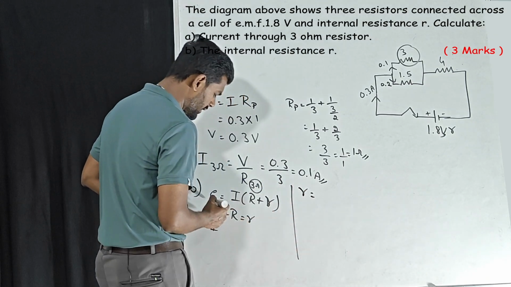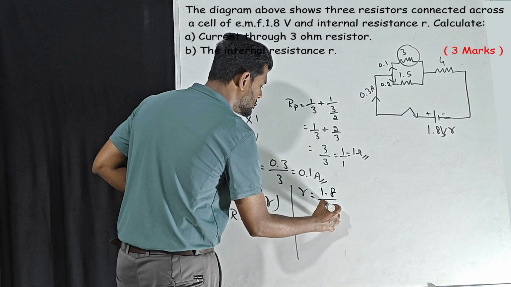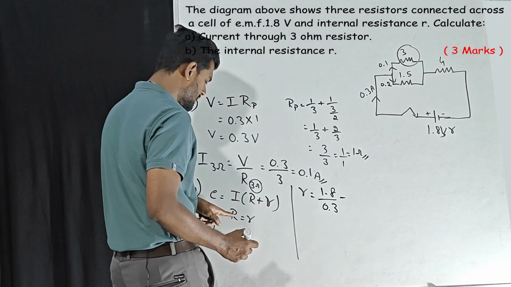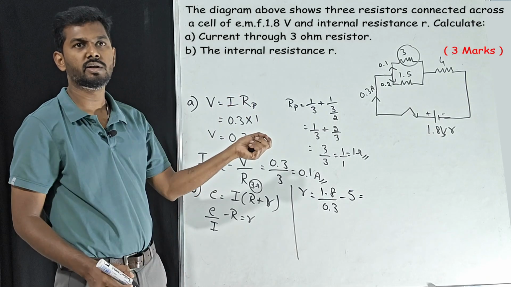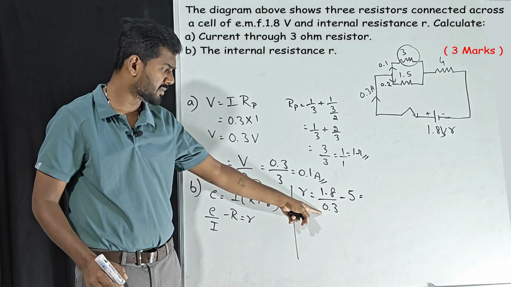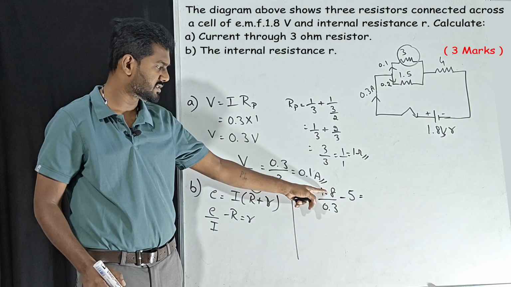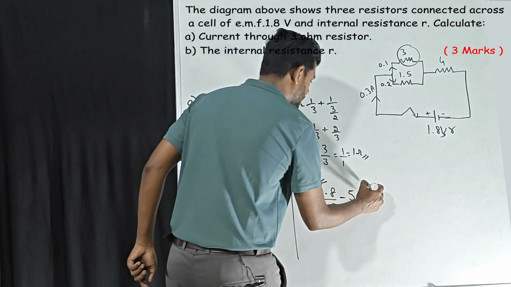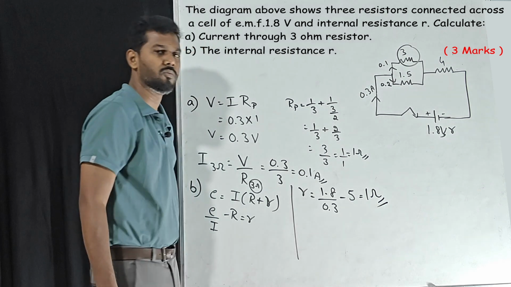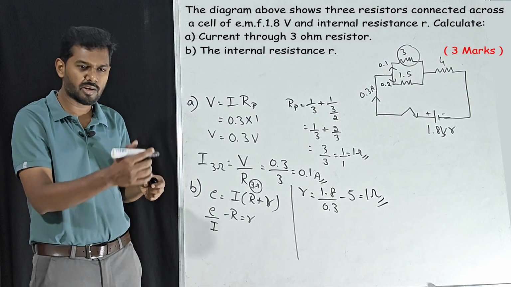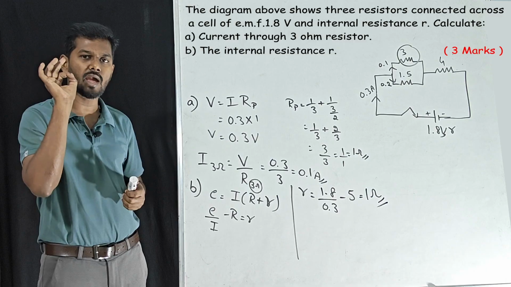r is equal to E by I minus R. What is E? 1.8, I 0.3, minus this value. So 1.8 divided by 0.3, it is nothing but 3 ones are 3, 3 sixes are 18, so 6, minus 5, that is 1. What we are finding, internal resistance, the unit will be ohm. That's it. See, if you get doubt, just go back and rewatch it, you will definitely understand.